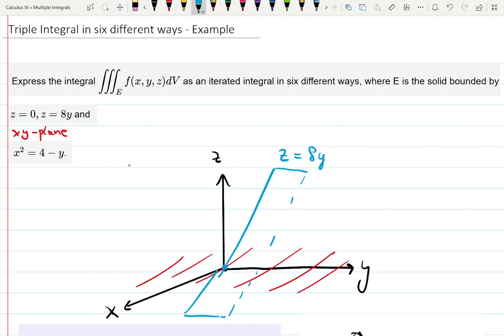And now the most important is x squared equals 4 minus y. So if you imagine x and y, then it's going to be a sad looking parabola, concave down, like so. Because it is y equals minus x squared plus 4. So it's a concave down parabola.